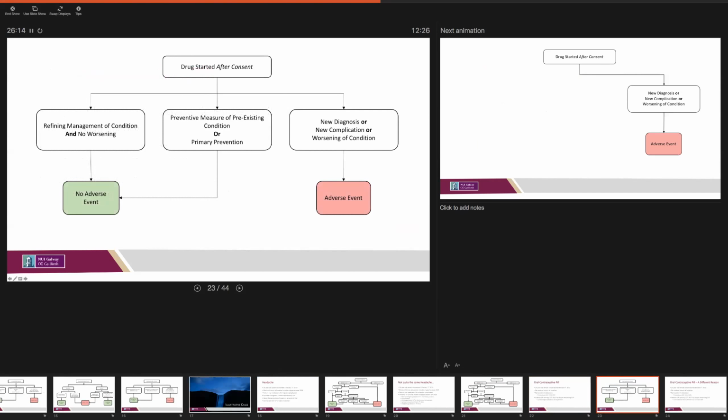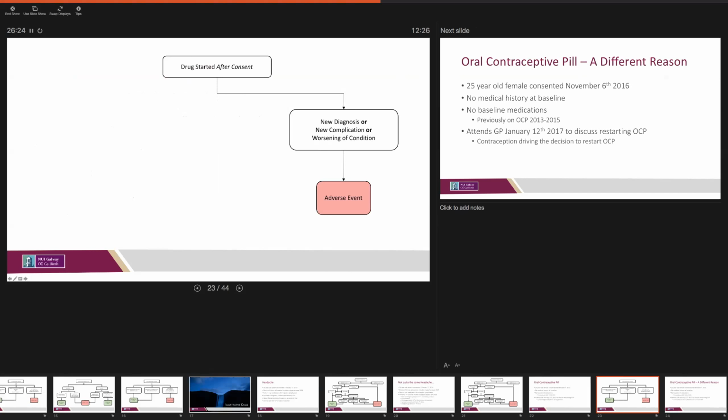So her drug is being started here after the time of consent. She doesn't have an ongoing condition, so you can't argue that this element of the algorithm, and it's not a preventive measure. So in her, she's either had a worsening of her gynecological symptoms or a complication of them, or she's going to wind up with a diagnosis of something like menorrhagia or some other issue. But either way, she's starting this for a symptom or a problem, and that's the reason this drug has started, and I would argue that that would represent an adverse event.